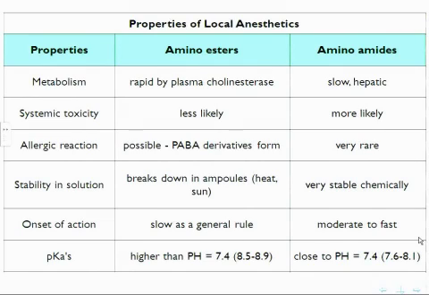If you look at stability in solution, esters break down in ampules very quickly due to heat and sun, versus the amides, which are actually very stable. Again, that makes them a little bit preferable as a drug choice. The onset is slow with the esters, and the amides are actually pretty fast. And the pKa's are higher than the pH. The pH is about 7.4, but the pKa is close to the pH with the amides. So it makes them a little bit more 50-50 in the ionized to un-ionized fraction, so it makes for a more rapid onset.